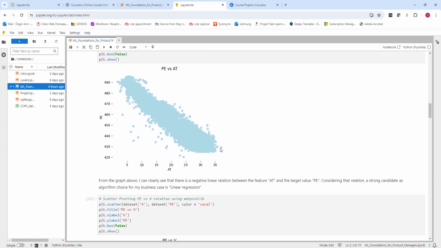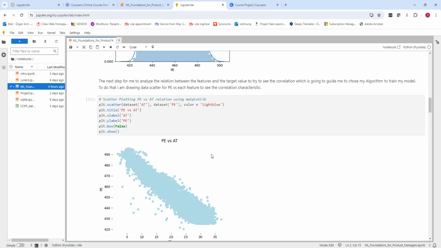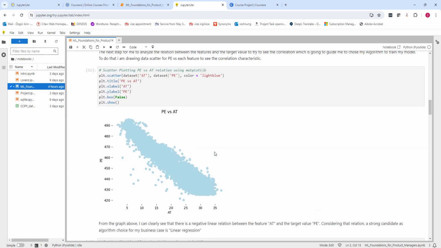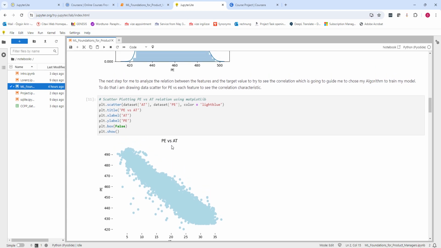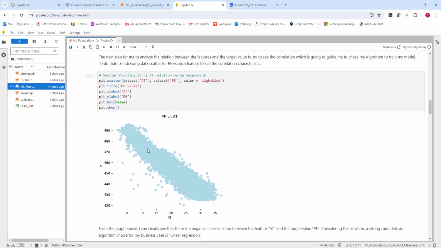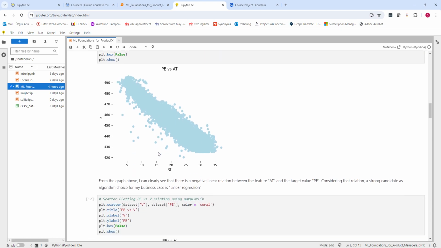The next thing is checking the target value against different parameters, different features, to see their relation. This is also going to help us decide the algorithm to be used. The first one I'm checking is the electrical output against the AT. And the relationship after a scatter plot is obviously a negative linear relationship. This negative linear relationship strongly suggests that we can use a linear regression with degree 1. And this would actually represent this relationship. Here you see the cursor.